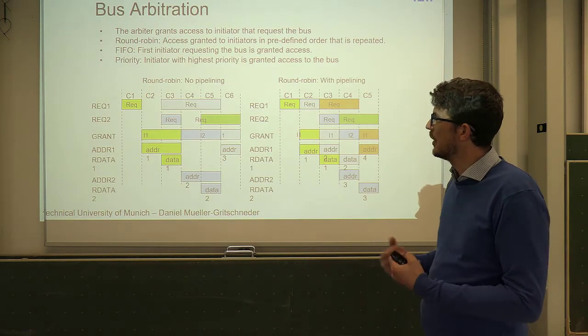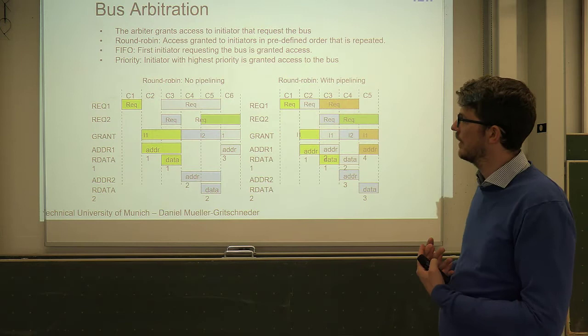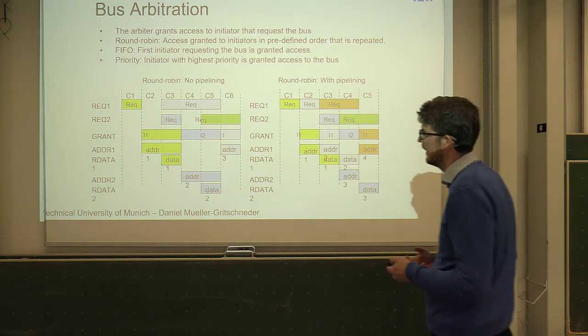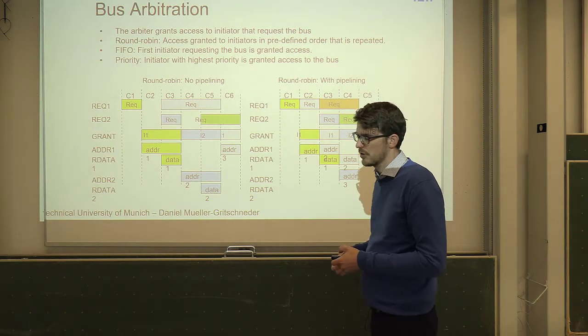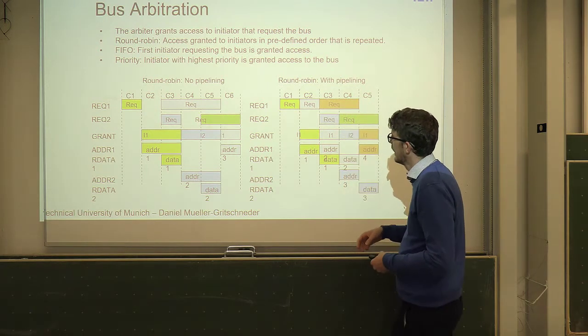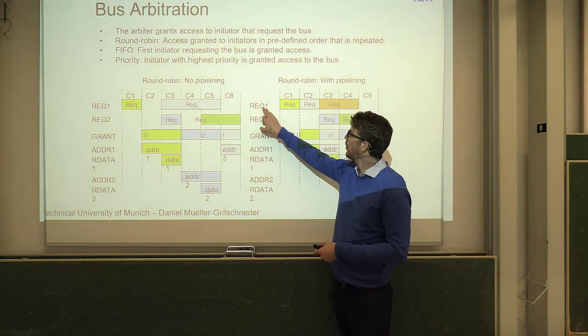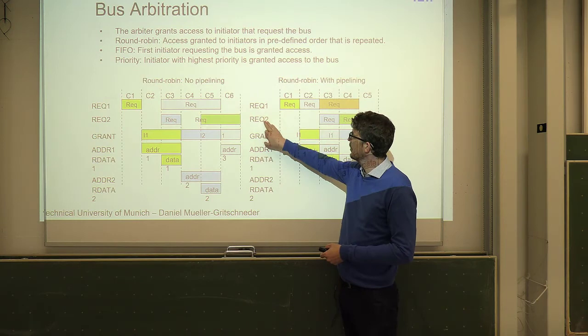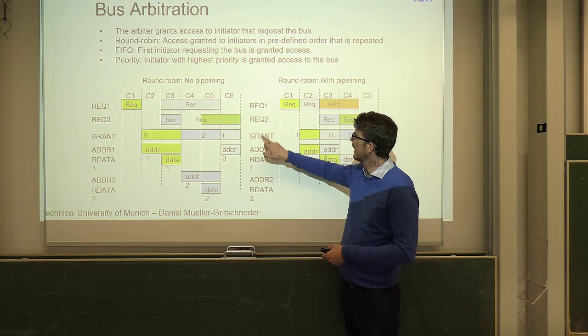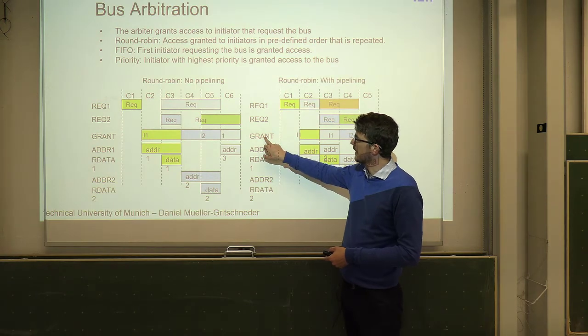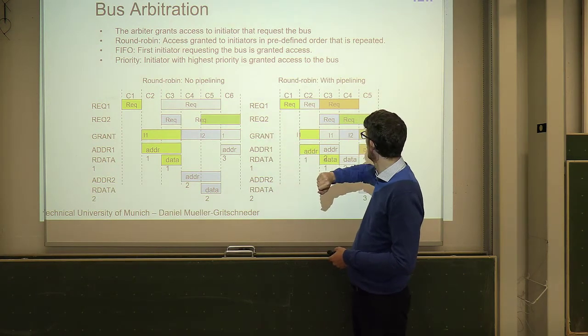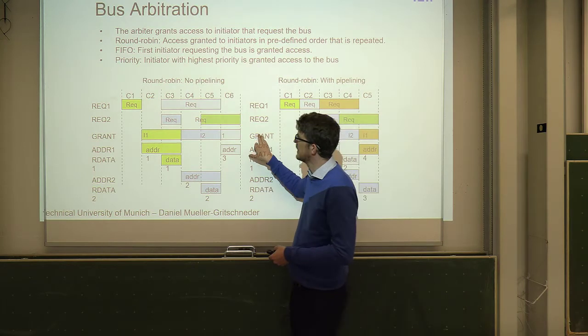All right, and so how would this work if we again look into it? So for example, now we have a few additional signals, so let's go through. Request 1 means initiator 1 wants to have the bus. Request 2 means initiator 2 wants to have the bus. And the grant signal tells you who is getting the bus. Here's a little bit of movement, but I think we can still see it.